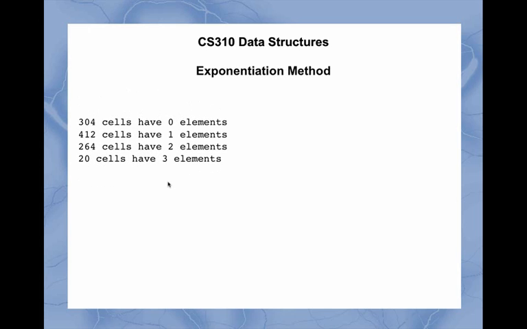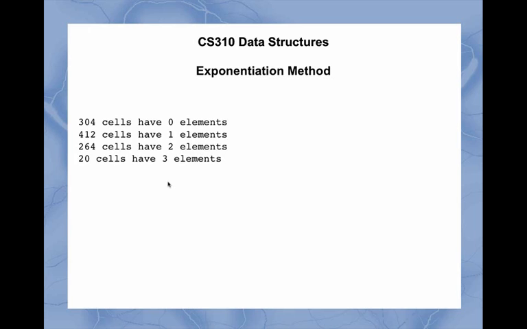Here's the exponentiation method. So 70% of the cells have elements in them and 30% are unused. But the worst case scenario is cells with 3 elements and there are only 20 of those. So this is really quite good.